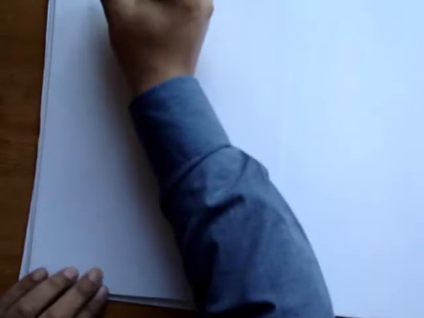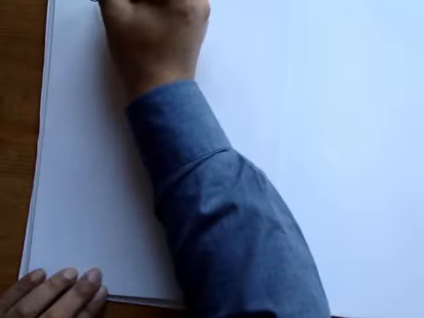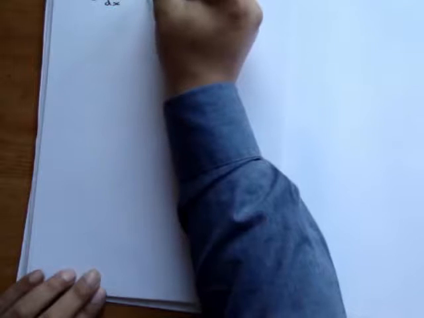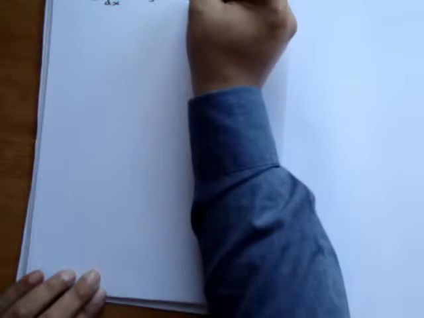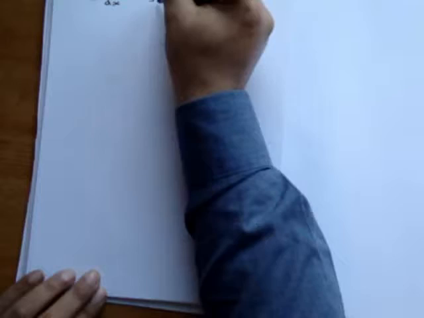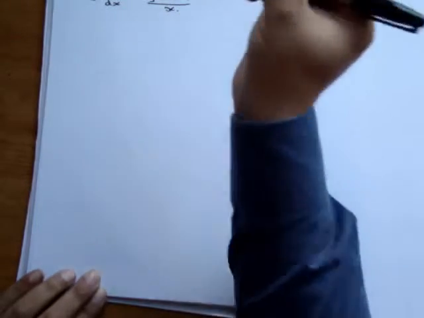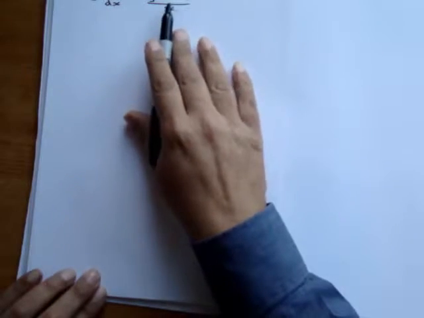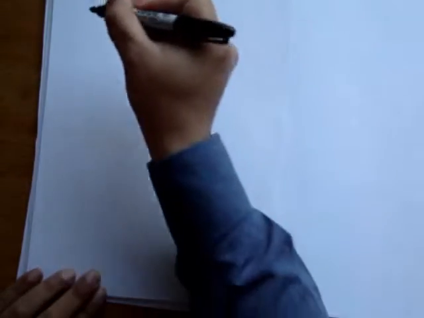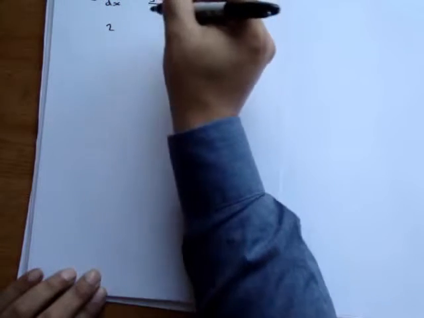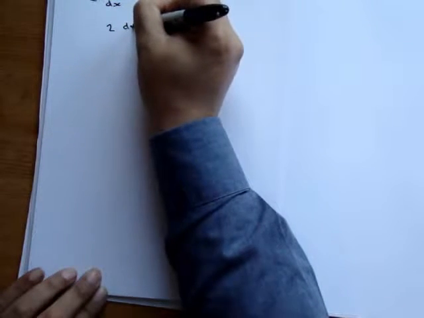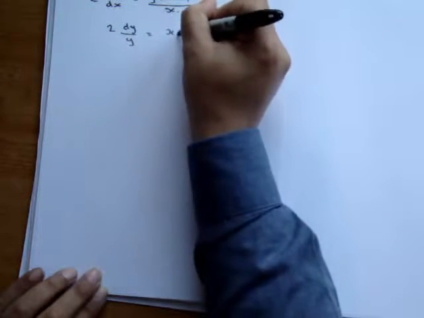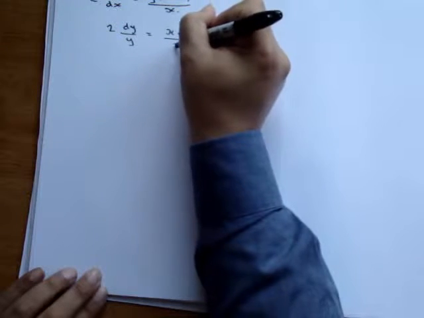We want to solve the differential equation 2 dy dx equals y(x plus 1) all over x. So we take the dx onto the other side and bring the y over here, so this then becomes 2 dy over y equals (x plus 1) over x dx.